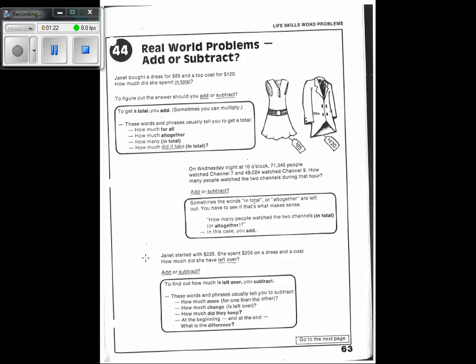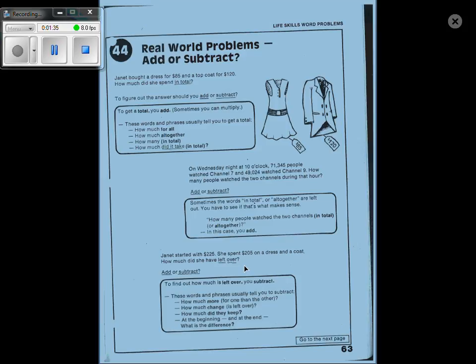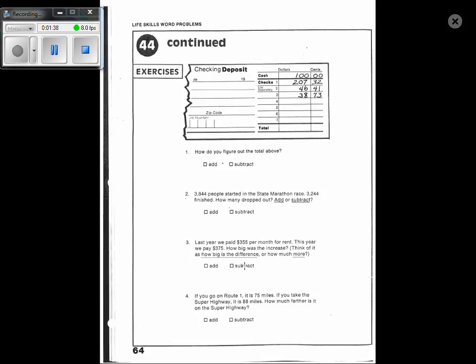These words and phrases usually tell you to subtract. How much more for one over the other? How much change is left over? How much will they keep in the beginning and in the end? What's the difference? On the next page are your exercises.